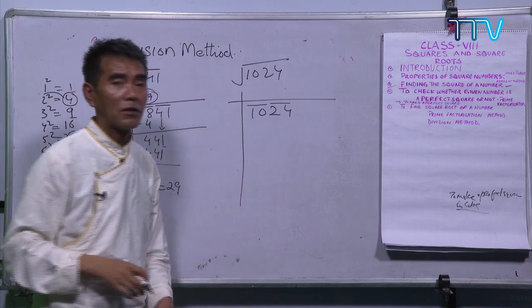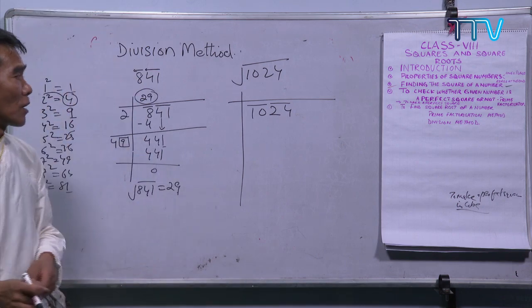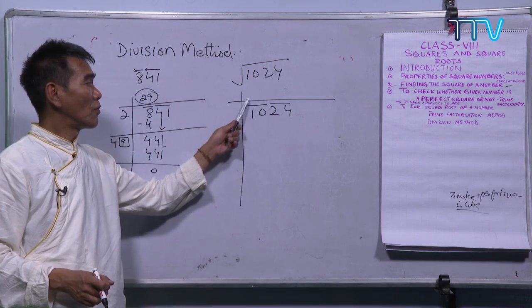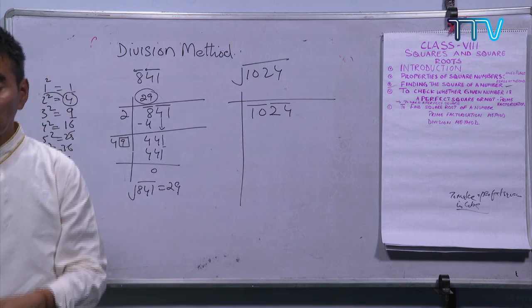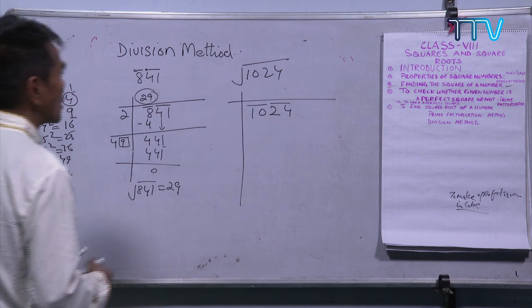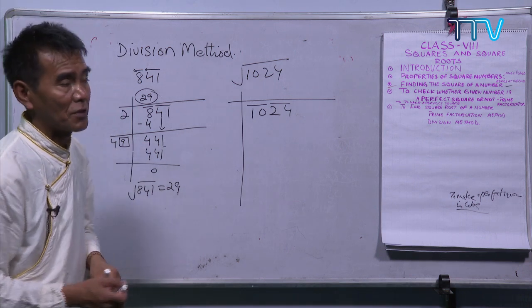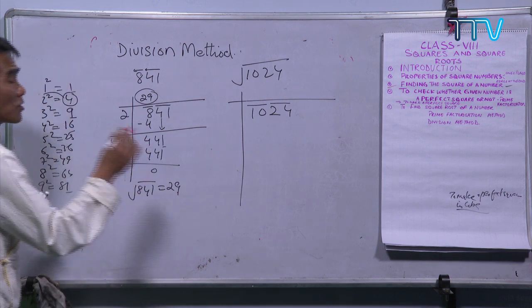Okay, first we have 10. What is the nearest perfect square to 10? The number 10 is not a perfect square, so we look for the nearest perfect square that is less than 10.